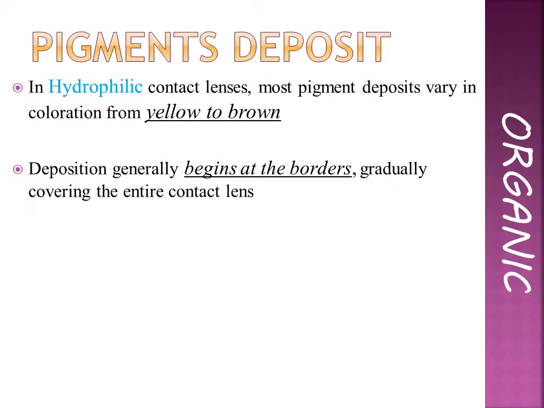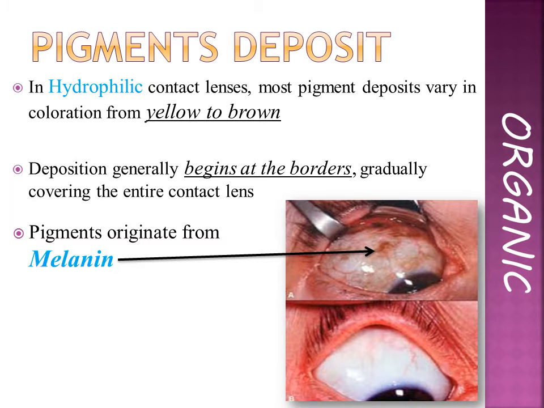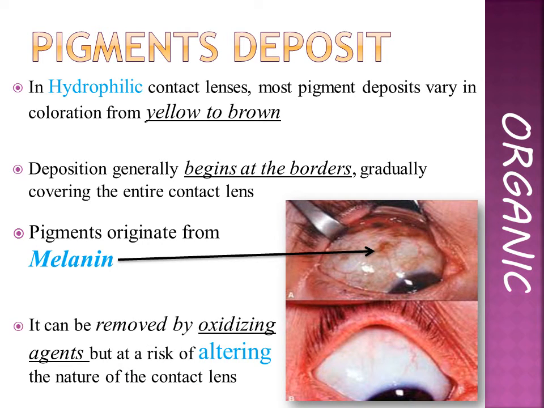Now we go on to pigment deposits. In hydrophilic contact lenses, most pigment deposits vary in coloration from yellow to brown. Deposition generally begins at the borders, gradually covering the entire contact lens. Pigments actually originate from melanin, which is shown in the picture, and they can be removed by oxidizing agents, but at the risk of altering the nature of the contact lens.